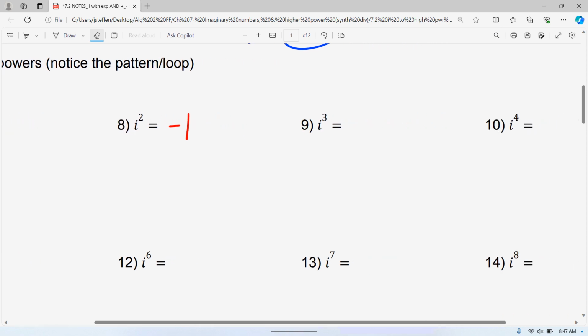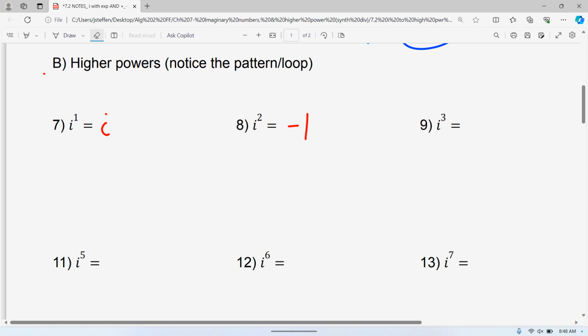This is where the fun starts. Now, eventually, I think you will probably memorize this, but in case you don't, this is how we figure out the answer. If I know that i to the first is i, and i squared is -1, if we know that, we can get anything else on this list.